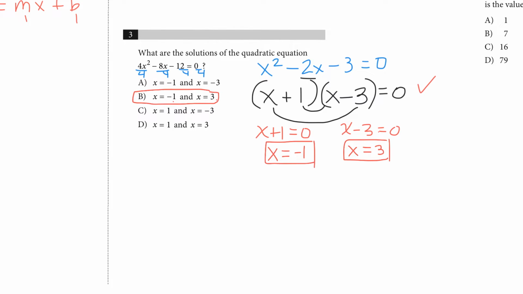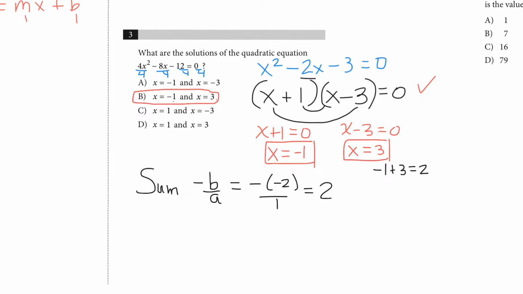Now, is there a way to check this? Is there a way that we could check this answer? Yeah, there is. And in fact, I'm going to show you a quick trick that you could do. In the previous video, we had the sum of the roots was negative b over a. So in this quadratic, if you have a negative 2 here over 1, a negative b, this tells you that the sum of the roots should be 2. And so if I add negative 1 plus 3, I get 2.